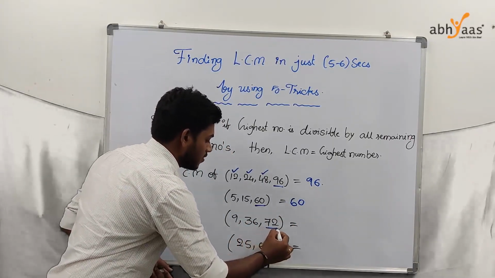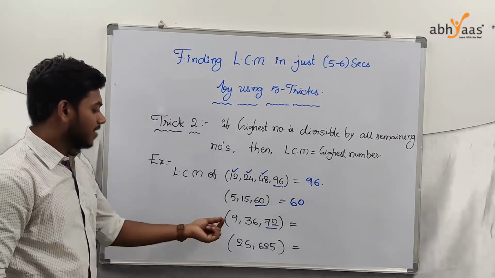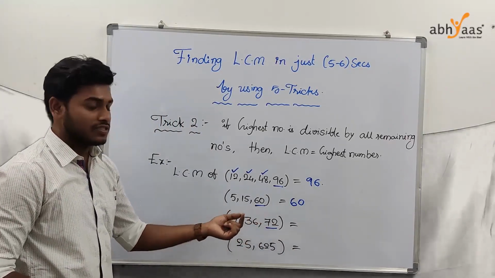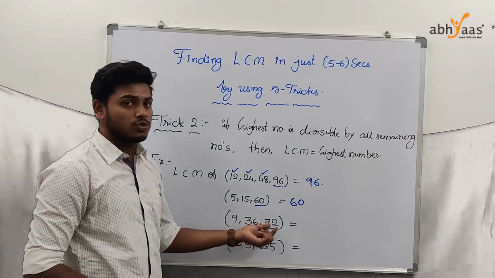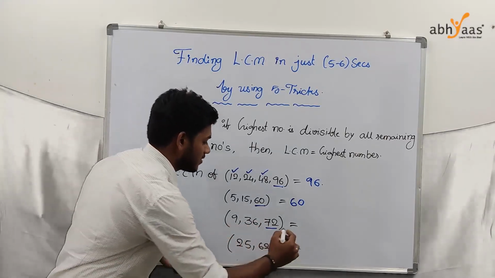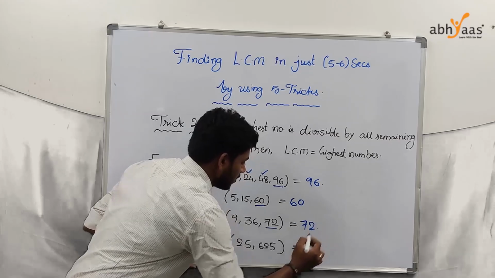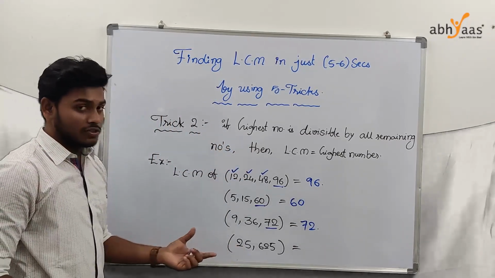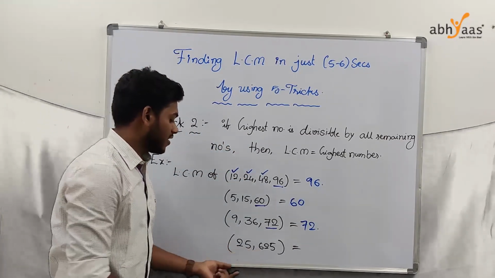And the third one, 72 is the highest number. 72 is divisible by 9 and 72 is also divisible by 36, hence LCM is equal to 72. And in the last example, only 2 numbers are given, 25 and 625.